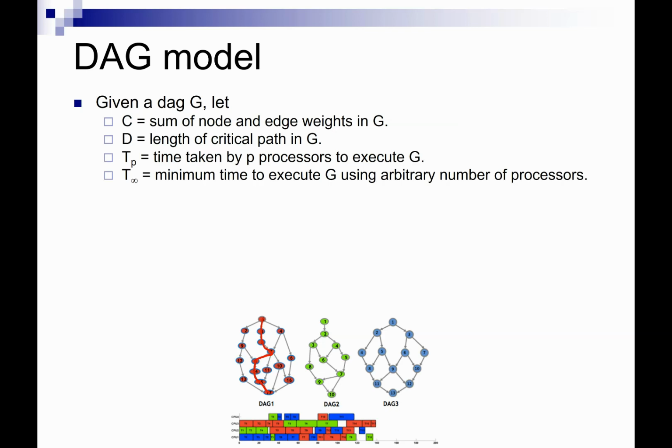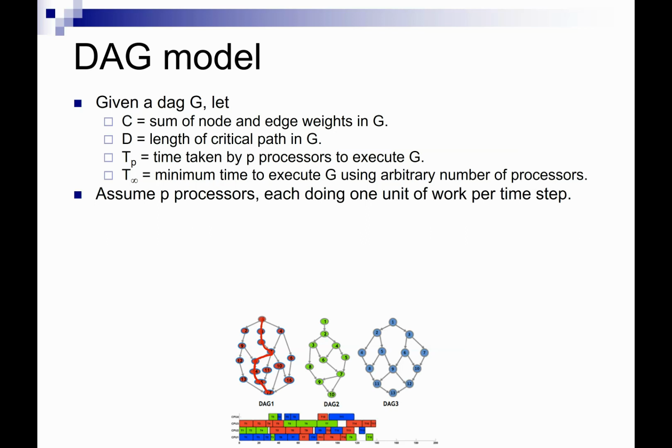Then TP is going to be like before. It's going to be the time taken by P processors to solve this entire problem. So that's the parallel running time. And then T infinity is going to be the minimum amount of time it takes to execute G using an arbitrary number of processors. So let's say that you have an infinite number of processors. How fast can you solve this problem? TP is when you have P processors. T infinity is when you have as many processors as you want.